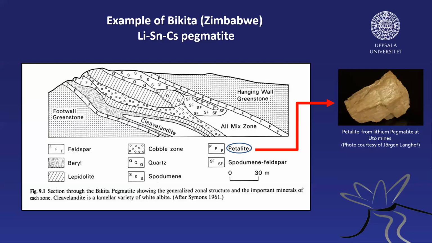Where is it? Here. And here we have this lens made of petalite. This place is the best place for petalite. Apparently you can find the best petalite in the world. And petalite is this kind of mineral, and it's also a lithium-bearing mineral. Okay. And finally, here we have a zone where we have spodumene and feldspar.